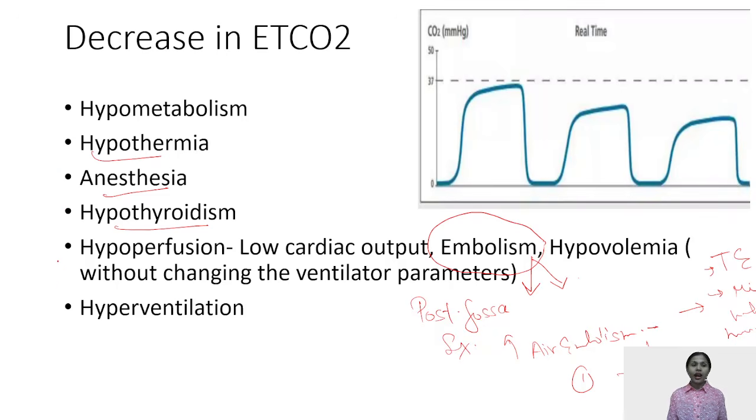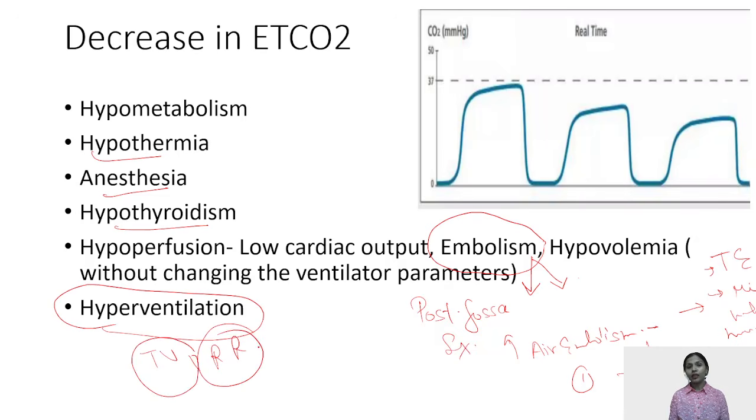And lastly, as there was hypoventilation, if the patient was hypoventilating, there was a gradual increase in EtCO2. And now if the patient is hyperventilating, that is the tidal volume or the respiratory rates are suggestive that it is hyperventilating, so you'll have a decrease in EtCO2. This hyperventilation can come in some other form also.